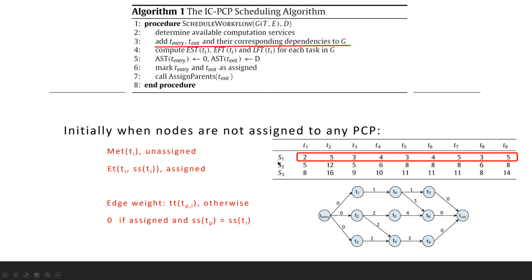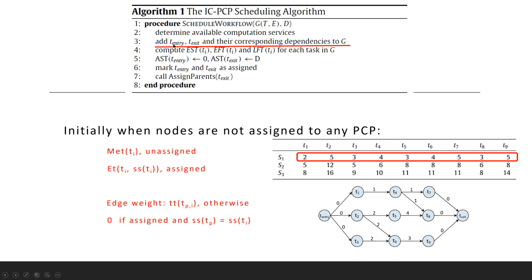And we also have the information about how long it will take for every task to execute on different virtual machines. So you can see here for T1, if we execute on S1, it will take 2 time units, and it will take 5 time units if we execute on S2, and S3 will take 8 time units, which means S1 is the fastest virtual machine we can lease, and maybe it's the most expensive, and S3 is the slowest one, and maybe it's the cheapest.